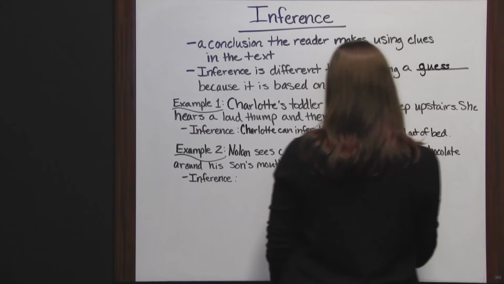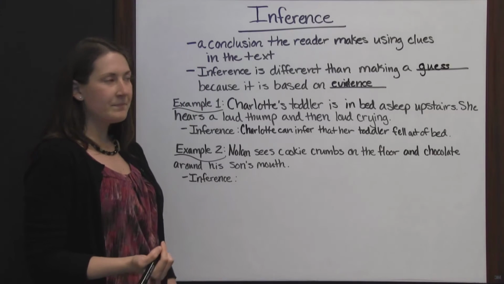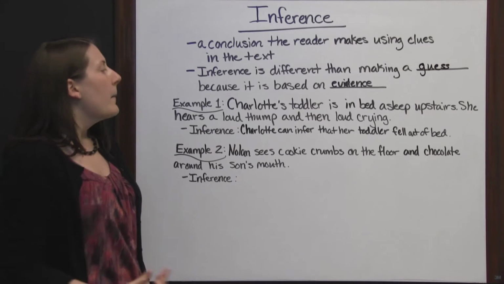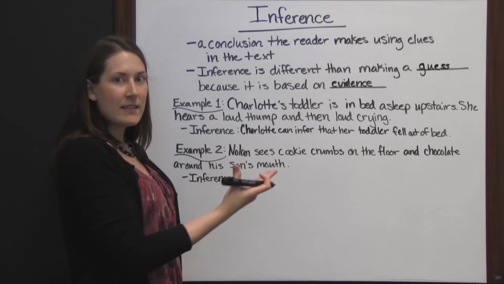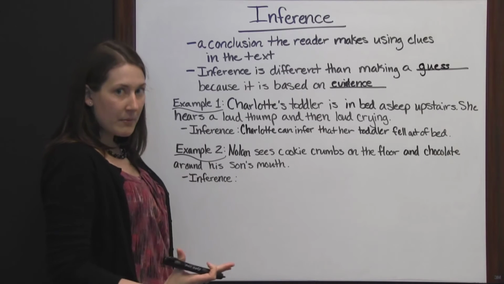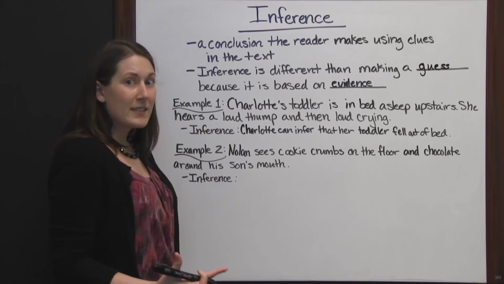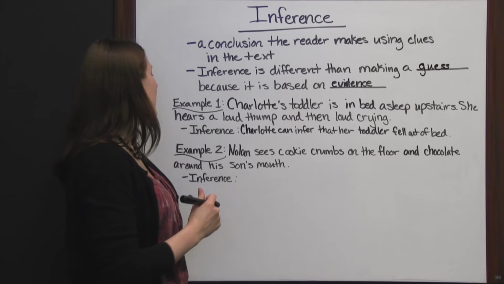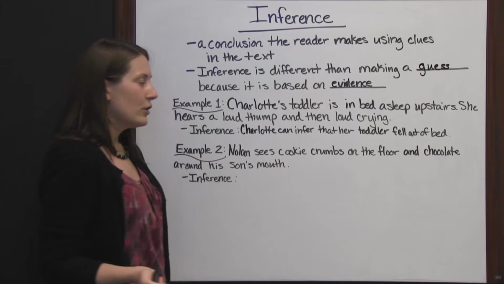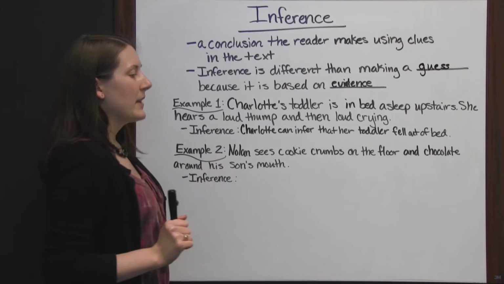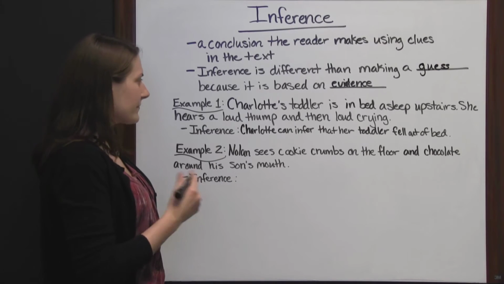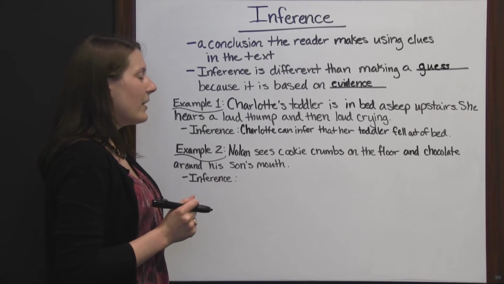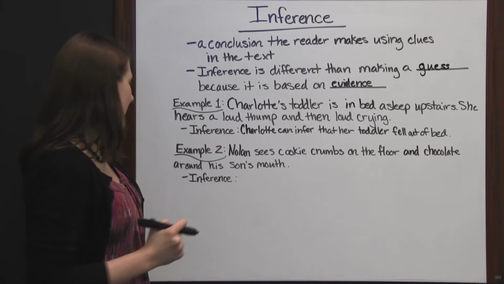Now, our example doesn't say the toddler fell out of bed, and it doesn't say Charlotte ran upstairs and found her child on the floor, but because you know the kid was in a bed sleeping, and then you hear a thump, probably against the floor, and then crying because the kid is hurt or scared from waking up in the middle of the night on the floor unexpectedly, Charlotte can infer that her toddler fell out of bed, or the reader can infer that that's what happened whenever they're trying to process the story and figure out what the author was trying to tell them with these clues. So let's look at another example.